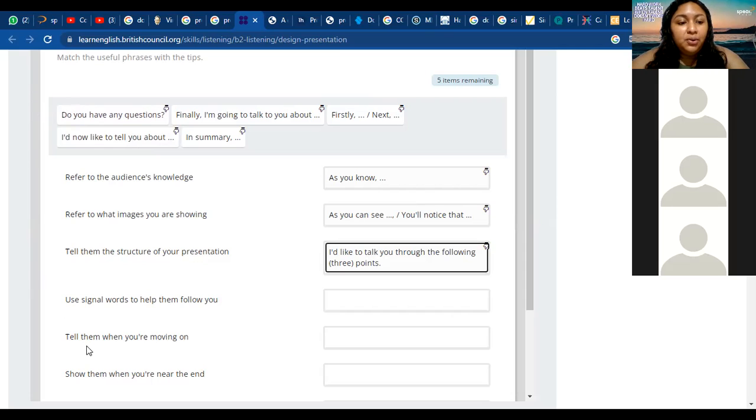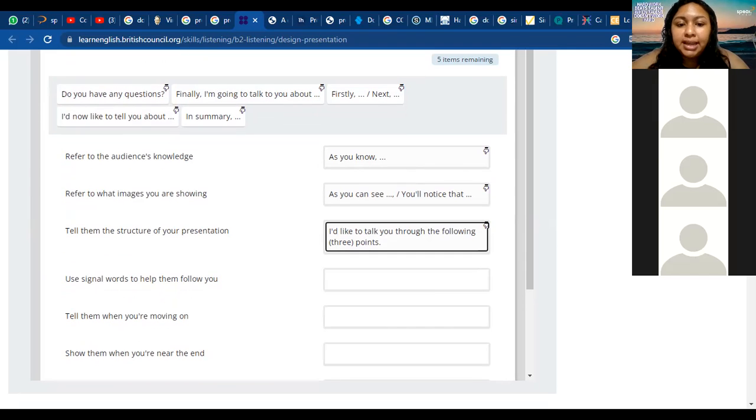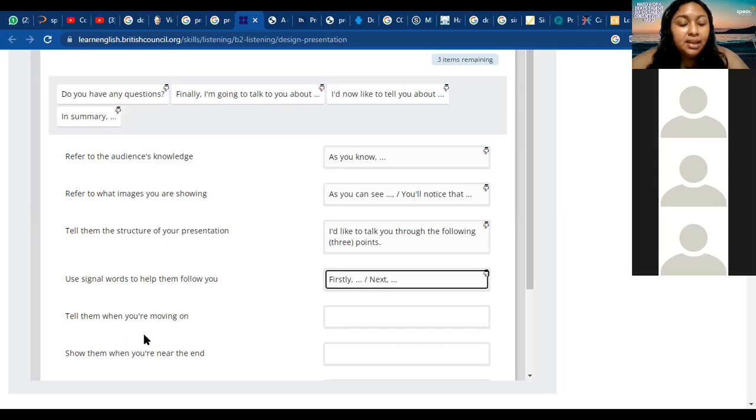Now, the signal words to help them follow you. What words can you say in order to let your audience know that there is a sequence you're following? Firstly, next. Exactly. Very good. We're going to drag it here. And then tell them when you're moving on. How can you tell them that you're moving on? Finally.